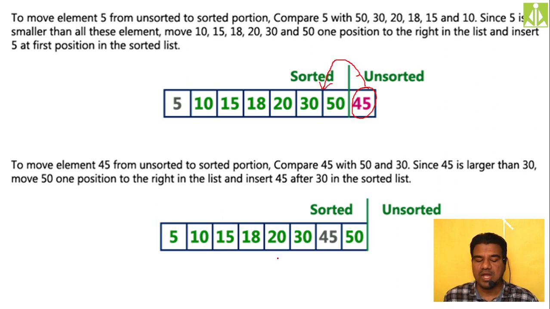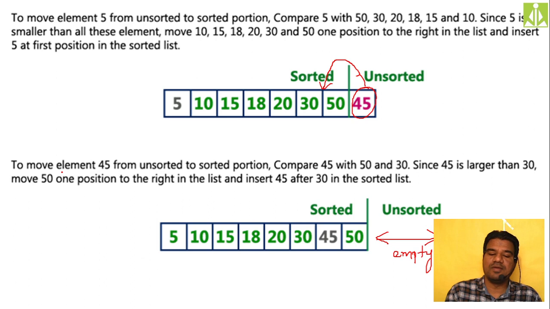So finally, after doing all the comparisons and after inserting all the elements into the sorted sublist, what will happen? Your unsorted list is empty now, as it is not having any elements, and your sorted sublist is in properly sorted order, as you can check. We are starting from 5 and ending at 50, and in between all the elements are in sorted order. As you can see here, it is very clear.